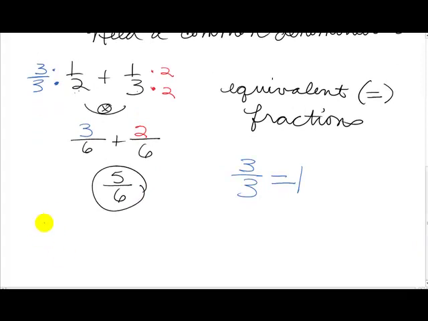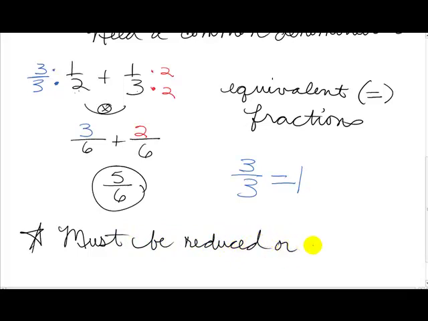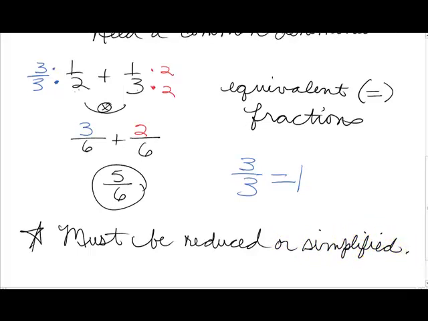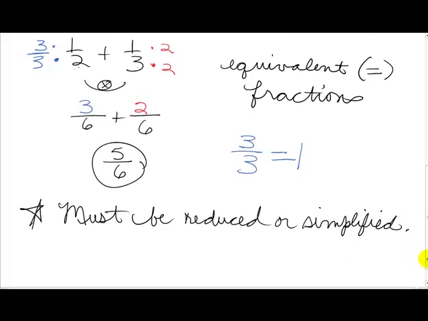Something else you may remember about fractions is they must be reduced. Or simplified is another word. So when we look at this number 5 over 6, then I know this is reduced because 5 is prime and it won't go into 6. So it can't get any smaller. But we always want to ask ourselves that.